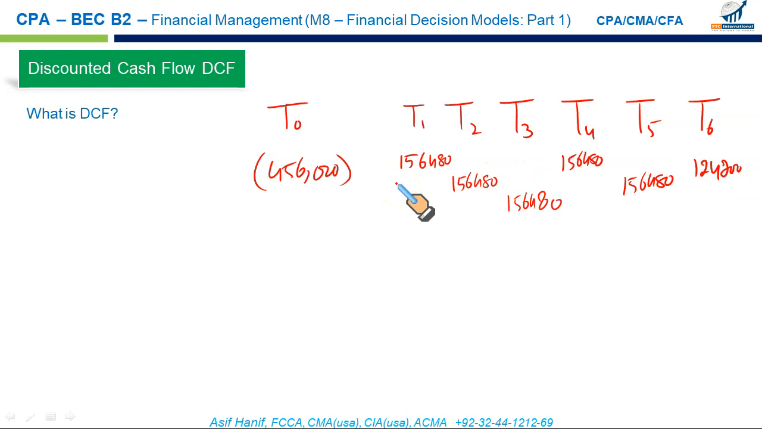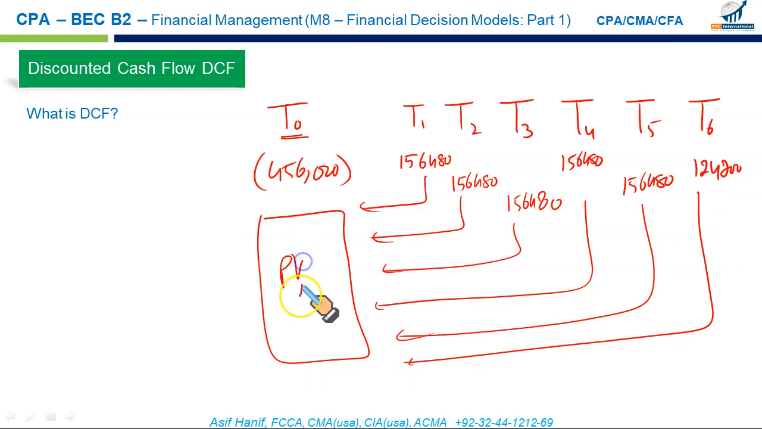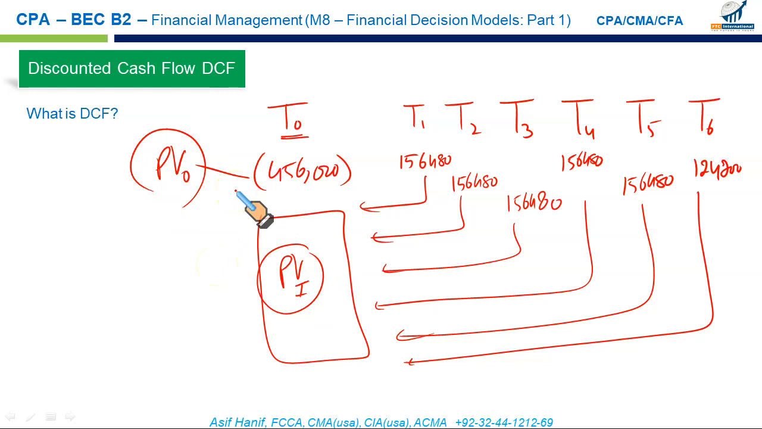What we do, we calculate the present value of your investment, which is 456,000, because this is at year 0. So right now its present value is 456,000. And we bring back all these future cash flows into the present term. So the total of these will give you the present value of inflows, and this is the present value of outflows, or your initial investment. We compare the present value of inflows with the present value of outflows, and then we decide whether we should go ahead with this project or not, right?